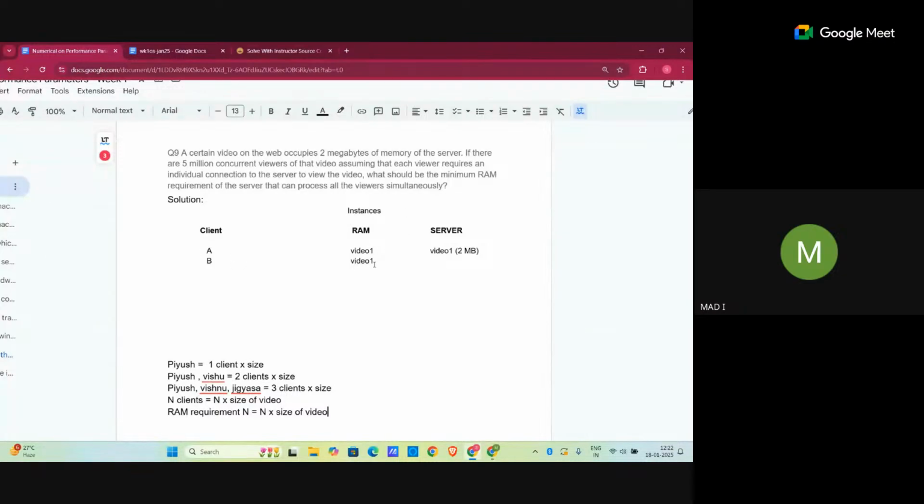For the first client, the first instance was created. For the second client, the second instance was created. So the size of RAM is increasing according to the instances and number of clients. So now if we have n clients, we will have n instances created on the RAM. So it will take n into size of the video.